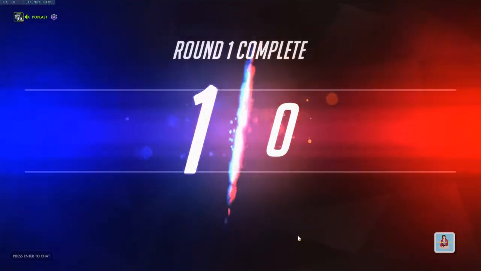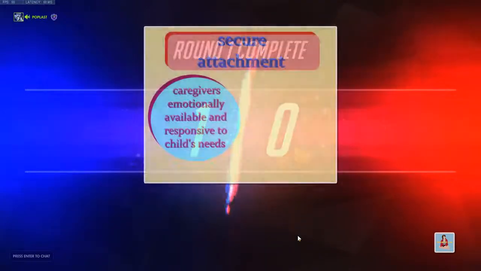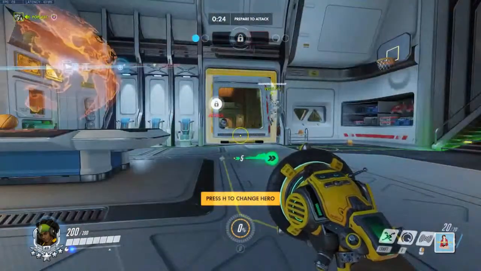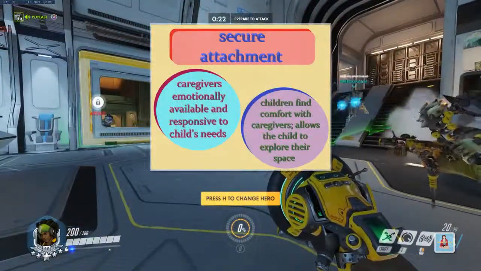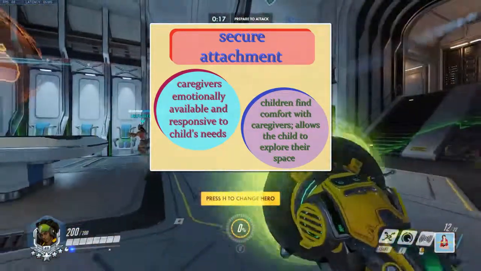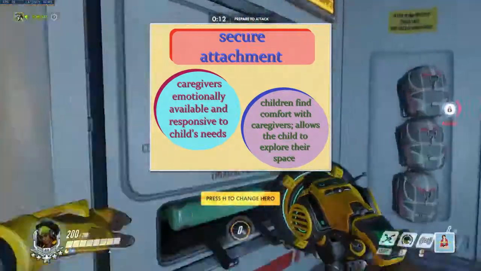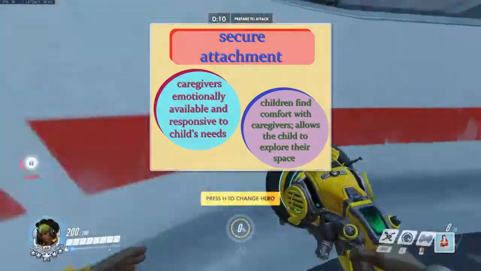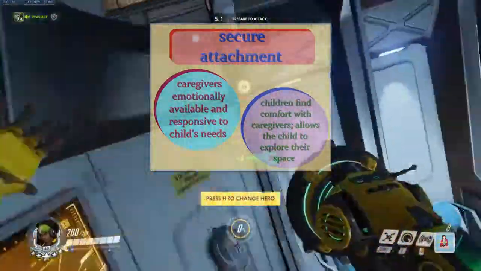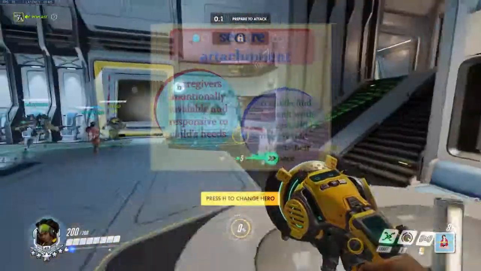So continuing on to secure attachment. Caregivers emotionally available and responsive to child's needs. Children find comfort with caregivers, which allows the child to explore the world. You know, it gives the child a sense of safety where they feel free to go explore the world instead of trying to figure out parent stuff, which I think is a lot of the points here. Is there's a lot of stress that a child will go through if they do not have a secure attachment.